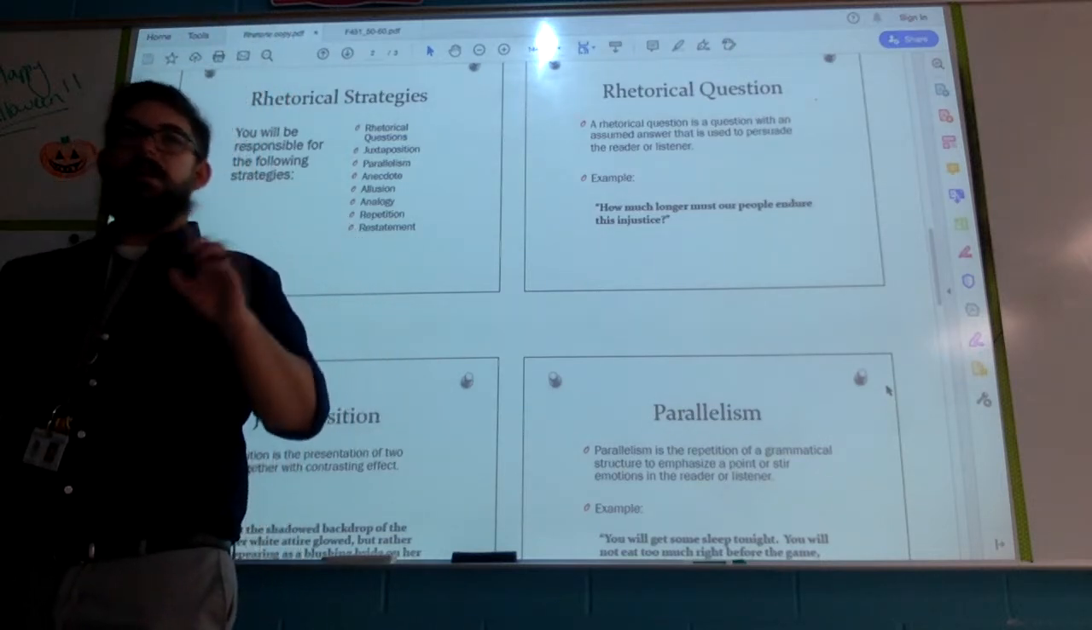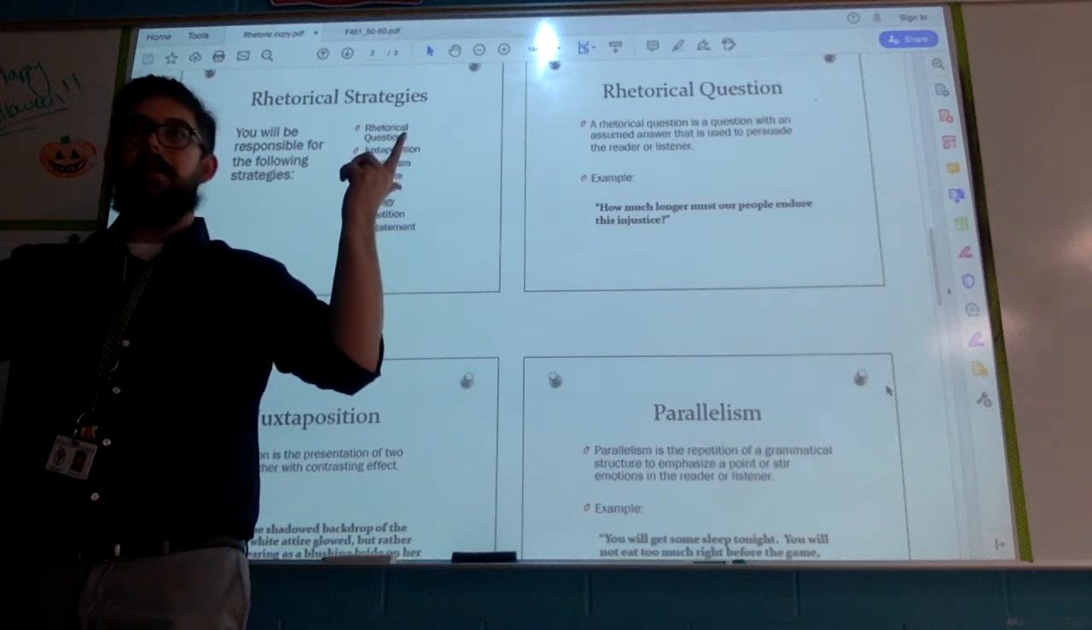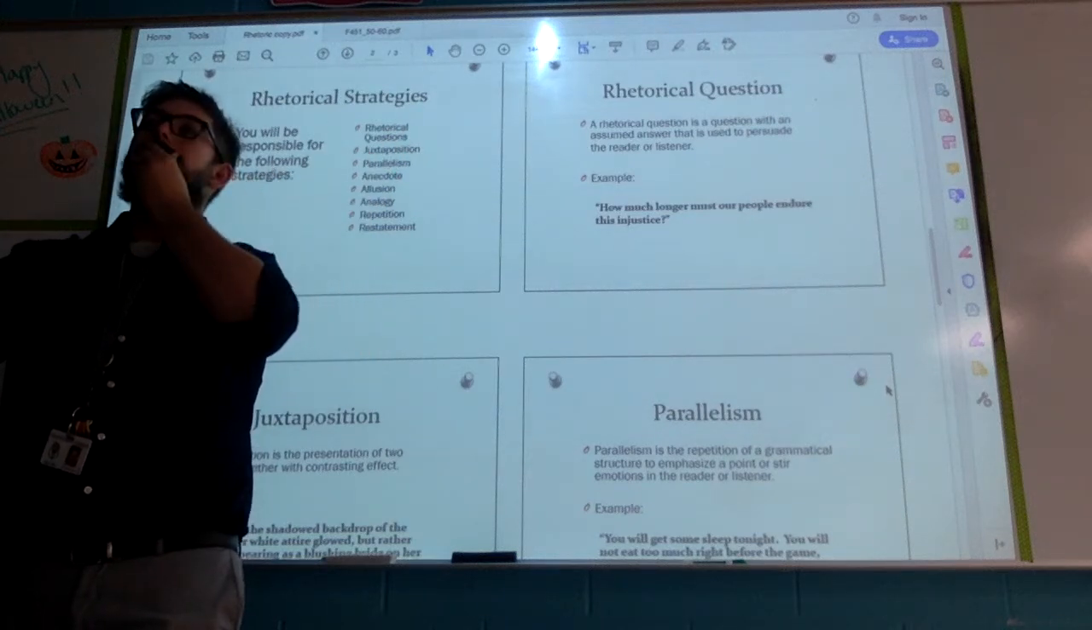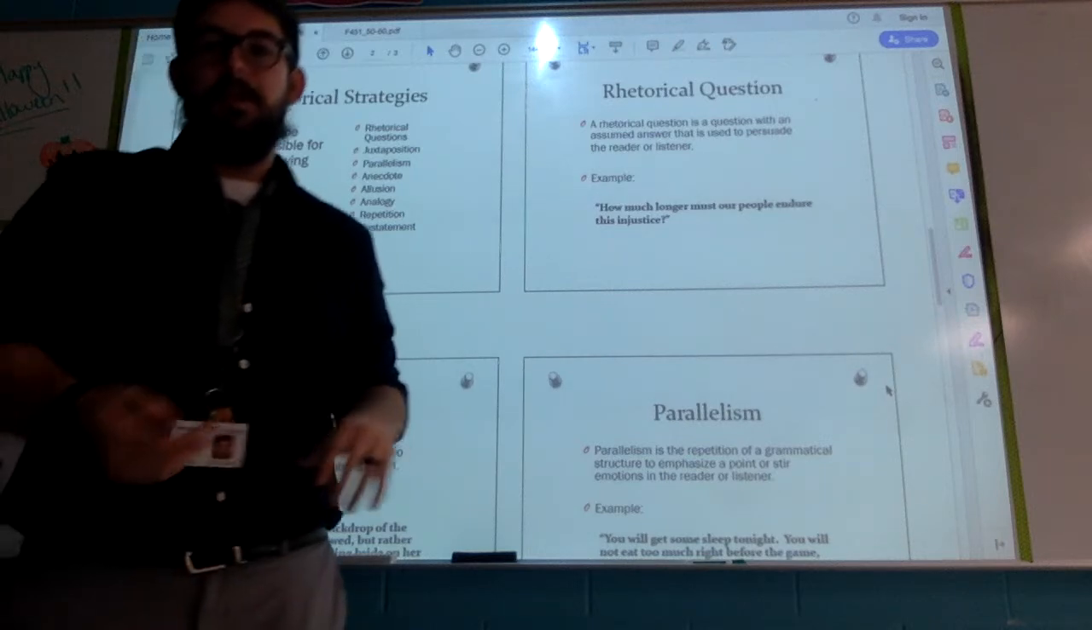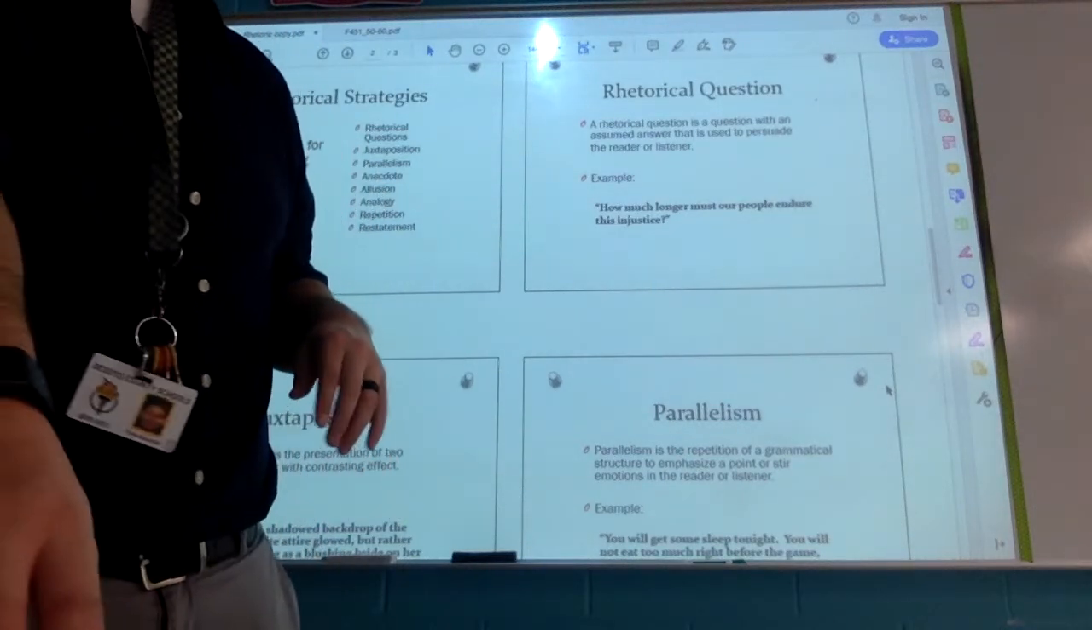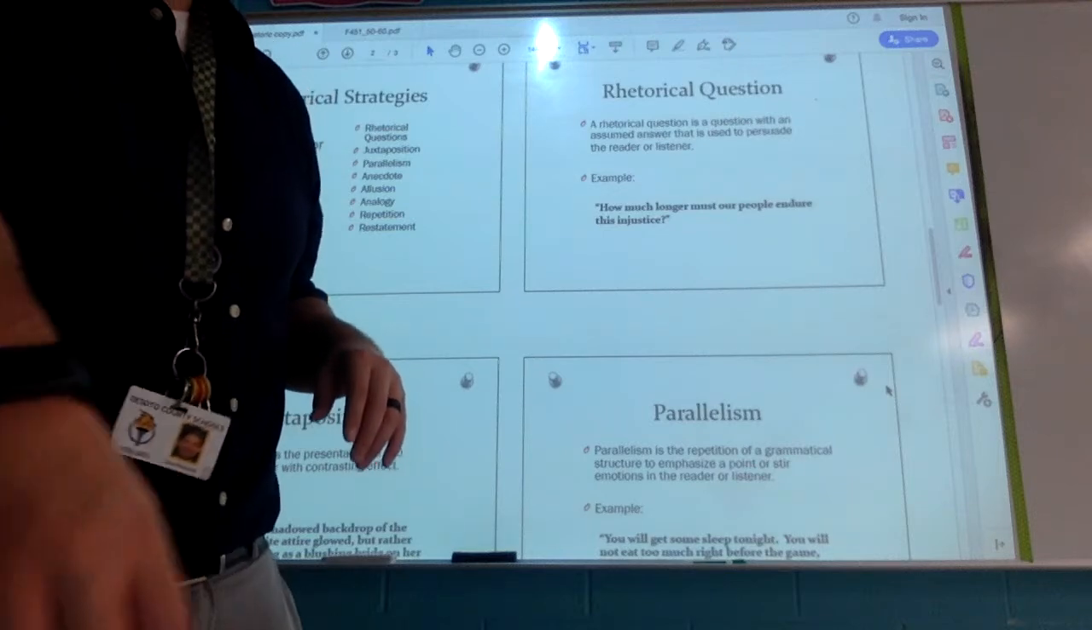So let's go ahead and make sure our cell phones are completely put away, headphones taken out. Thank you very much. Those people who have their headphones still in, let's make sure those are taken out. Thank you. Cell phones, make sure they're not a distraction. You can put them in a bag or in a pocket.